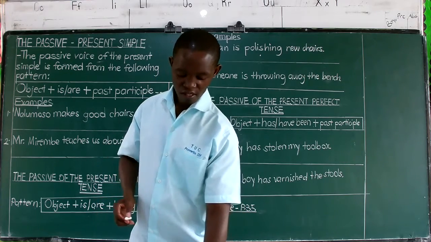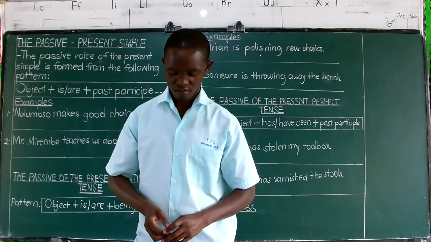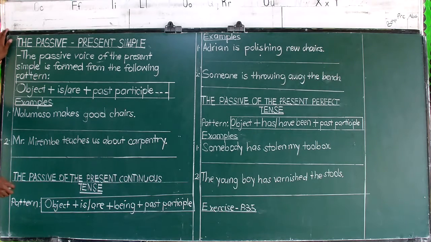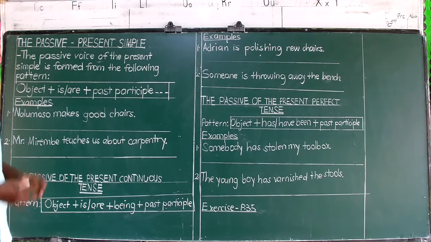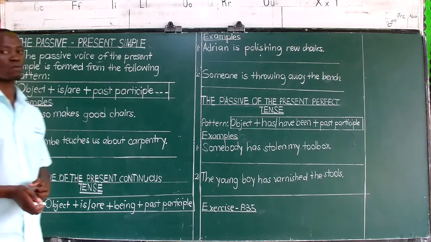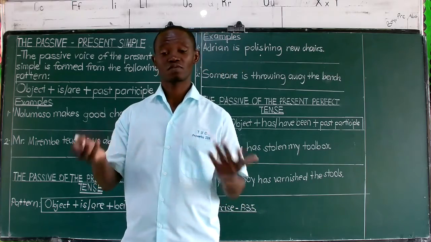So today, it's a summary of the work you have on pages 35 and 36 of the workbook. Be attentive and you will learn how to change different sentences in the present simple, present continuous tense, then the present perfect tense, from active voice to passive voice. That's what we are looking at today. So first of all, we want to begin with the passive voice of the present simple. We sometimes call it the passive, which means the passive voice.